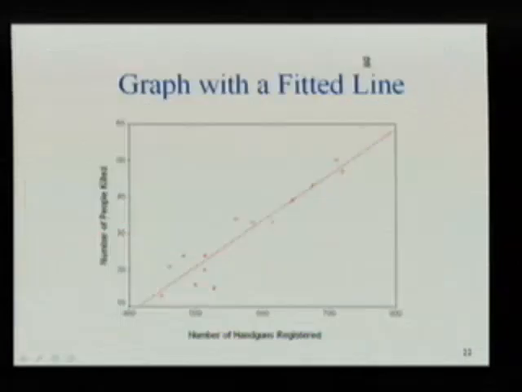So if we have this data set, we can build a straight-line mathematical model that fits this data, okay? So the next time you have a number of handgun registers, you can use this line as a reference line to predict, at least on average, how many people will be killed. And how do we come up with this straight line?